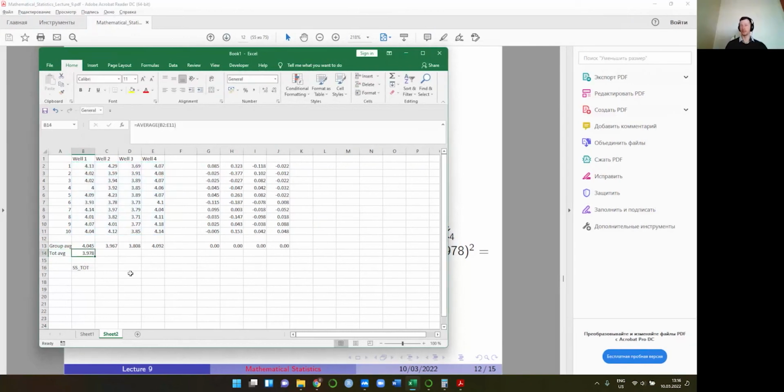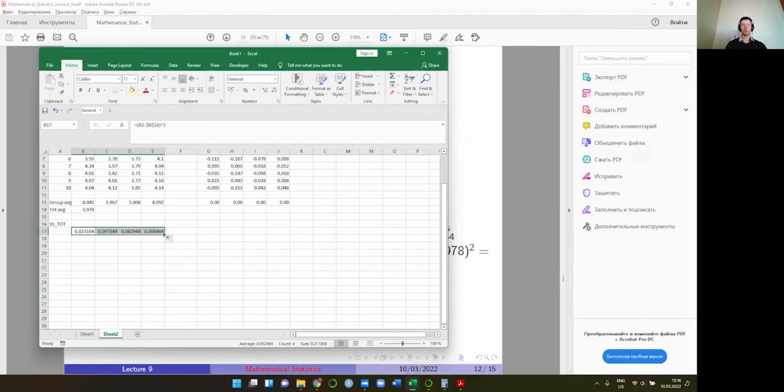That's it, 3978. So now, if I want to calculate the sum of squares total, what should I do? I need to calculate the deviation of every number from my data from the total average, and I want to square this. So here we are.